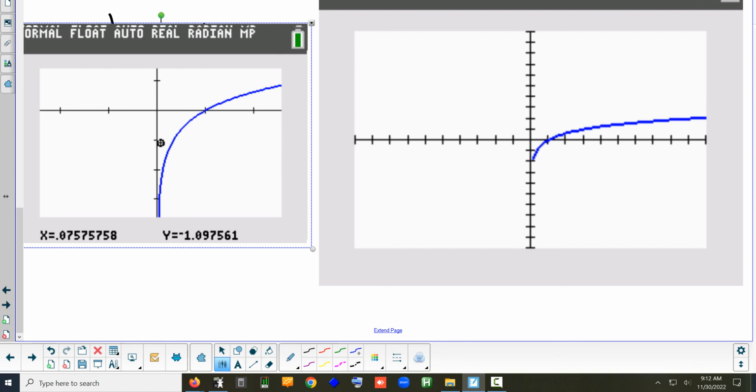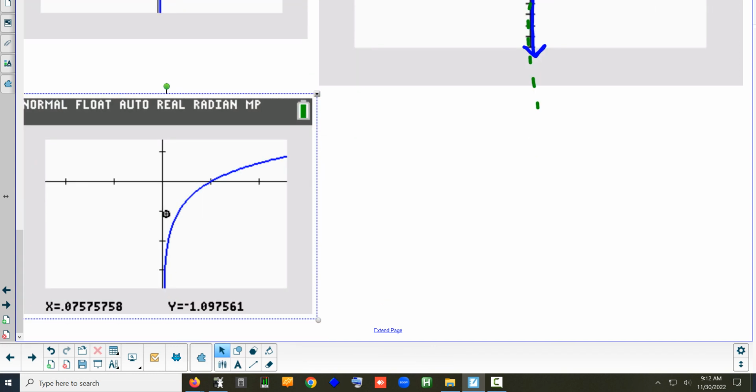All right, so make sure you understand that this goes down like that. And what do we have right there that's stopping it from going further to the left? What do we call that? Yep, we have a vertical asymptote there. The vertical asymptote for a log function, if you don't transform it, is always the y-axis. All right, so now let's see if we can answer some questions.